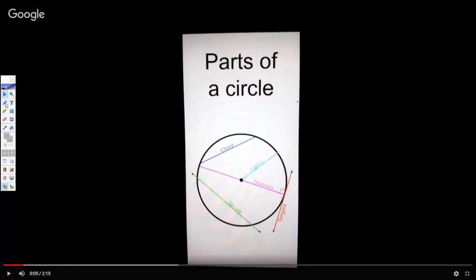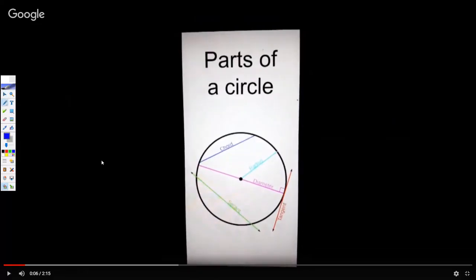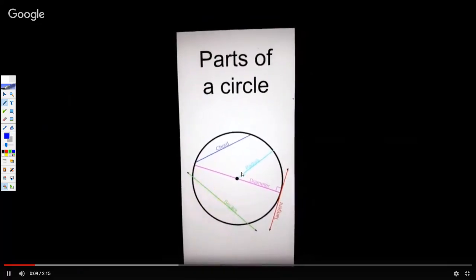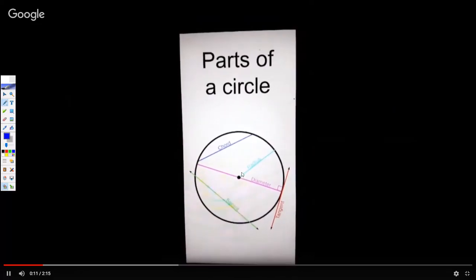Don't forget when you have parts of a circle that a chord goes from one side of the circle to the other. It can also be the diameter. If it's the diameter of the circle, then it's going to go through the center or the radius of the circle. Some of this is not on the paper that you have. This is more of a review. So this is just talking about the parts of a circle.